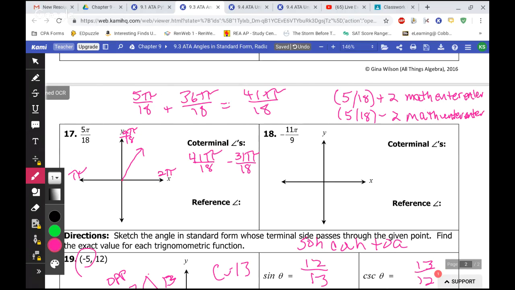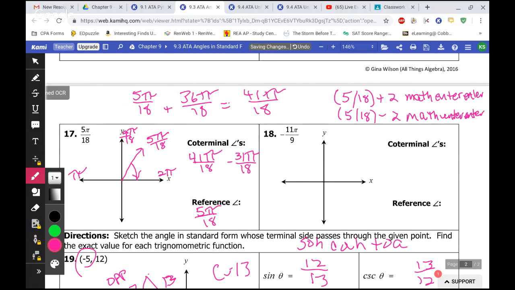So back to here is the reference angle because it's got to be the shortest distance. It's got to be the acute distance of that angle. And so technically the angle itself is the reference angle because this is 5 pi over 18. And the shortest distance would be that, because if I went here, that would be well over 90. So the reference angle is the angle itself. Okay.